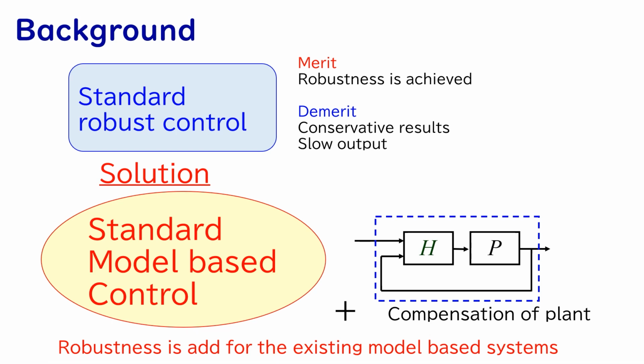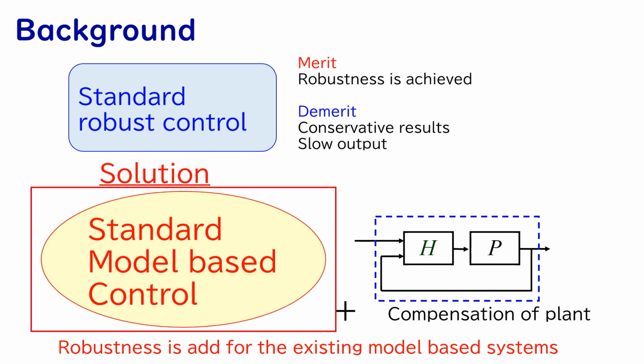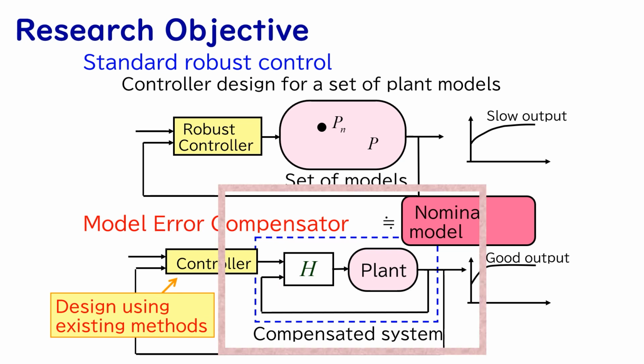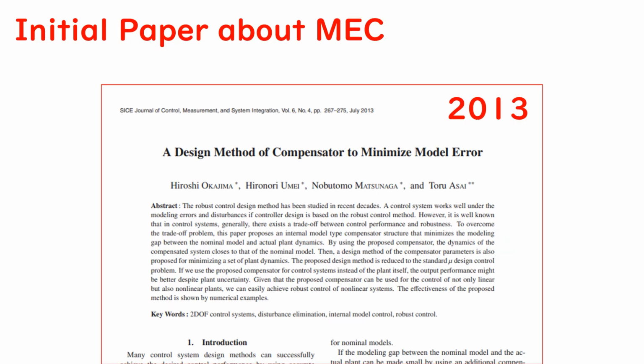The aim of this research is to improve robustness as an added value while preserving the good points of model-based control. The bottom figure shows the research objective of our research. In the model error compensator, the controller is assumed to be given, and the model error effect is compensated by our method. This is an initial paper about the model error compensator.